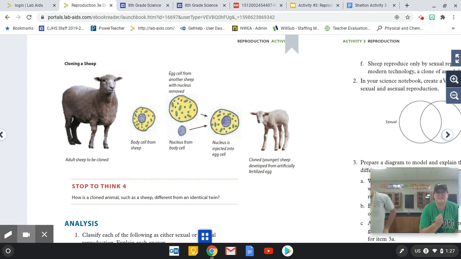So let's take a look at Stopping to Think question number 4. When I'm finished with this, make sure you pause the video and go to your analysis document in order to record your response. Stopping to Think number 4 asks, how is a cloned animal, such as a sheep, different from an identical twin? Please pause the video now to answer this question.